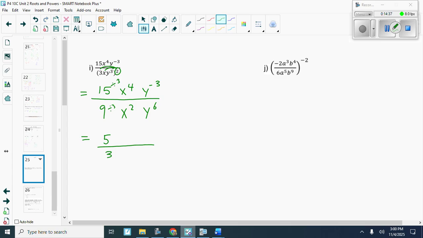Then for exponents, we're subtracting because this is division. So 4 subtract 2 gives me x to the power of 2. Negative 3 subtract 6 gives me y to the negative 9, which means this whole thing is going to come down. So my final answer is 5x squared all over 3y to the positive 9.